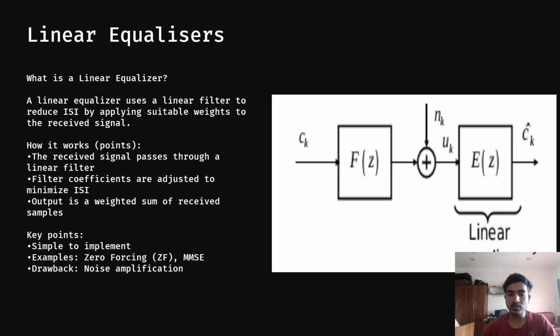The output is a weighted sum of received samples. The key points are, this is simple to implement. Examples are zero forcing and MMSE, minimum mean square error. We don't go through depth here, we are just seeing the examples. Okay, this is a drawback: noise amplification.